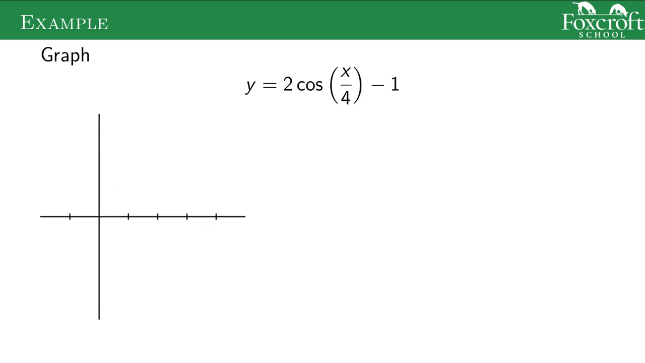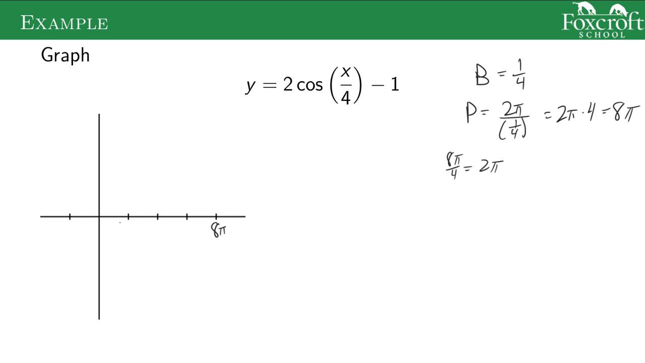I will do one more before I have you do one on your own. So here we're going to have the period, or not the period yet. First we identify b. b is 1/4. The period is going to be 2 pi divided by 1/4. And dividing by 1/4 is the same as multiplying by 4. So this is 8 pi. So that's the value that's going to go here. 8 pi divided by 4 is 2 pi. So that's the value that's going to go there. Do it twice, I get 4 pi. Do it 3 times, I get 6 pi.